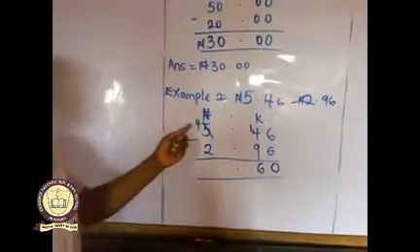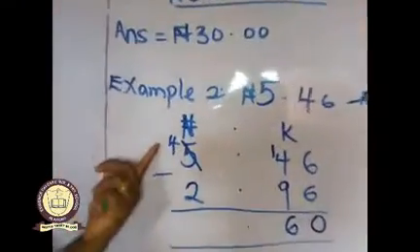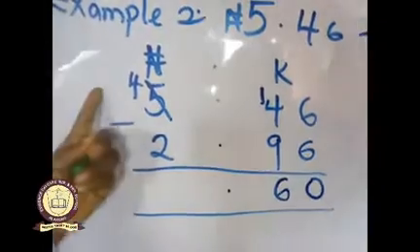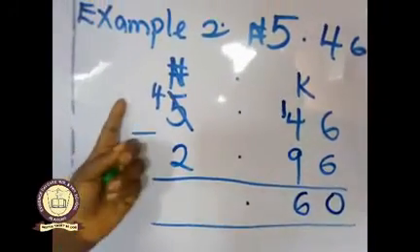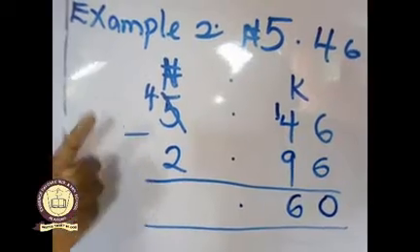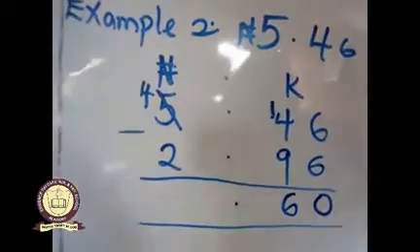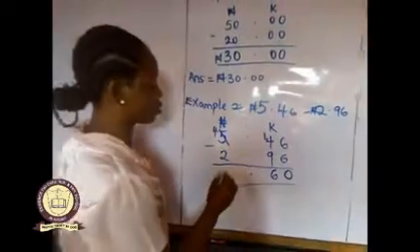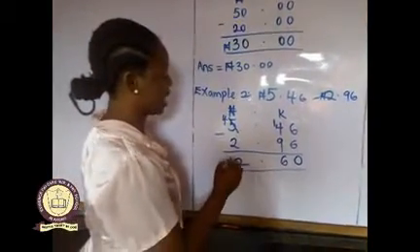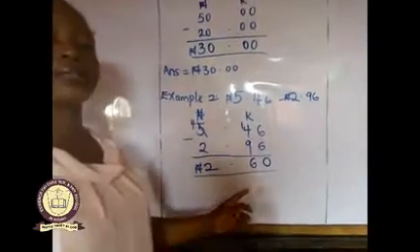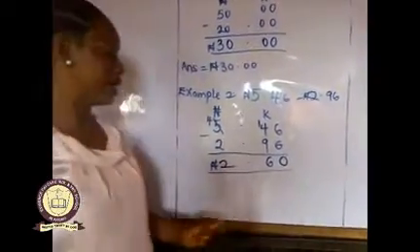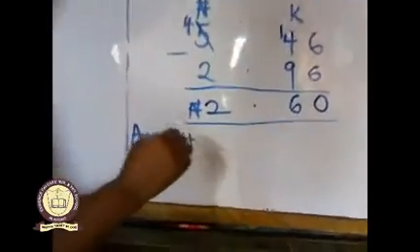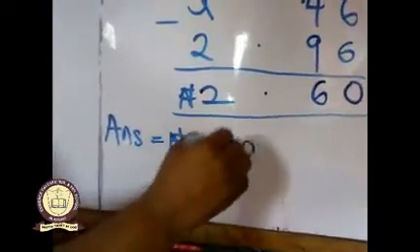Here you have 4. It's remaining 4, it's no longer 5. Once you borrow, you cancel it. The remainder will be there. Now you have 4. You want to take away 2. 4 minus 2 is what? 2. Your answer is 2 naira 60 kobo. Again, your final answer is 2 naira 60 kobo.